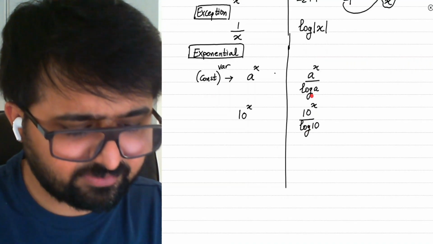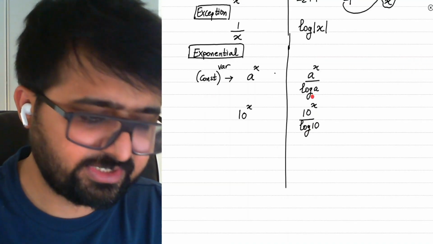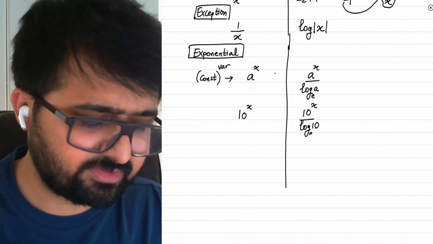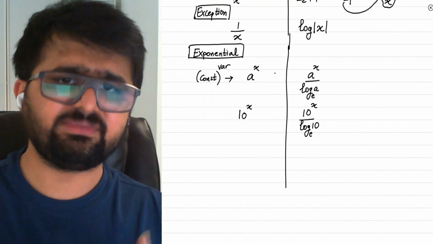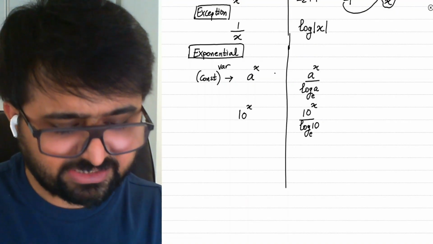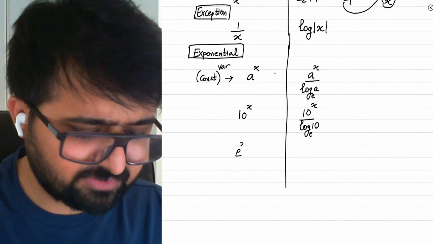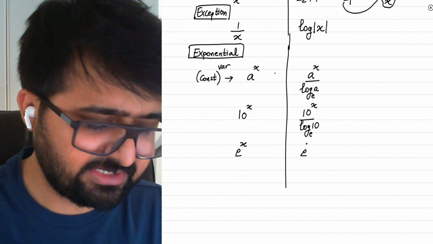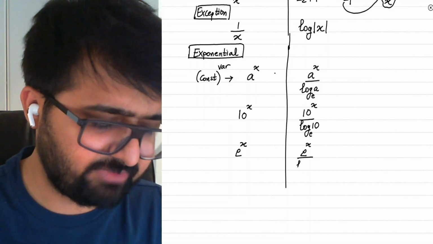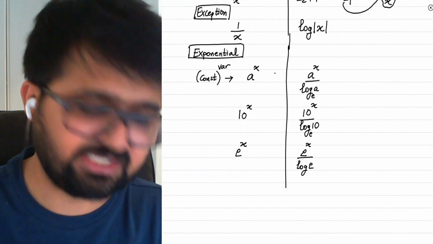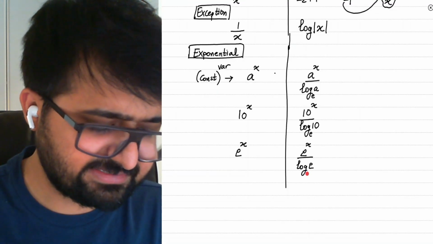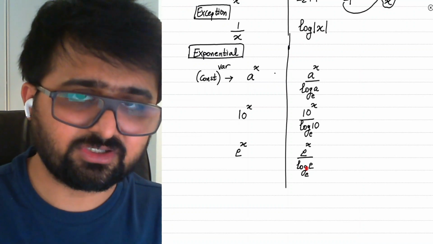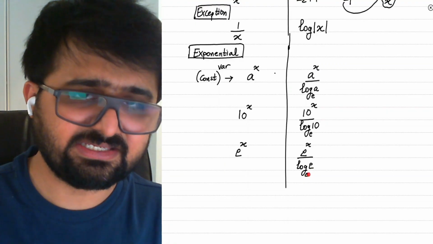Also, one thing to note: the base of this log, if I'm not mentioning anything, is e. Even here, if I don't write anything, the base is e. So if I had e to the power x, the integration of e to the power x will be e to the power x divided by log e. Now we know log e to the base e is 1, right?